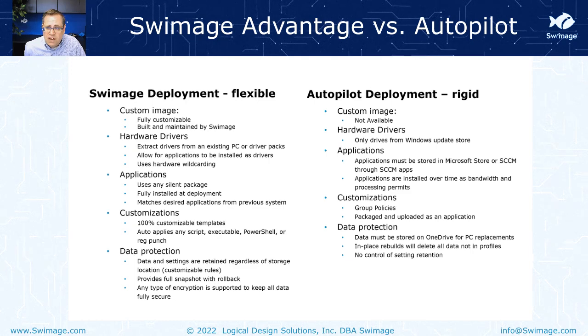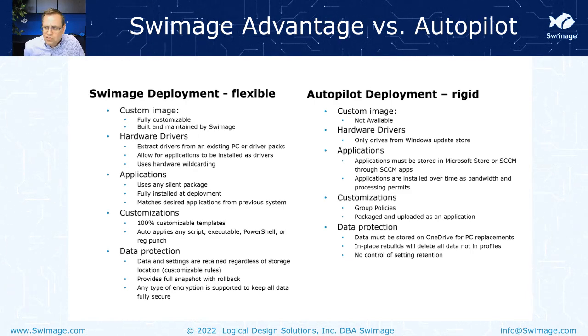So you have to have pretty high bandwidth to get those applications installed. And it can take a long time before applications are actually installed on a machine after the user logs in, which becomes a problem for the zero trust process, because you could have a very long wait period with Autopilot before that machine actually becomes secure and compliant. Whereas Swimage, that machine's compliant before the user even logs in for the first time.